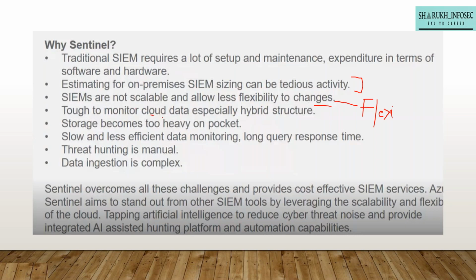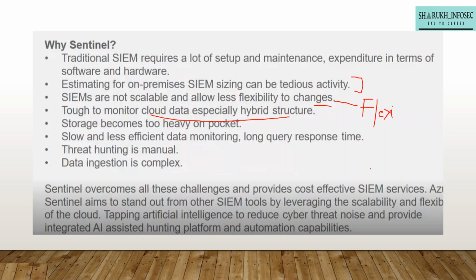Tough to monitor cloud data, especially hybrid structure. So sometimes it becomes tougher to monitor the hybrid architecture. Cloud data is coming in, the on-premise data is there, but Sentinel is designed mainly for the cloud type of architecture. The cloud is the USP. Yes, you can onboard the on-premise data as well, but it works better with the cloud data itself. You can integrate the Active Directory, you can integrate the Azure activity logs, and a number of things are there.